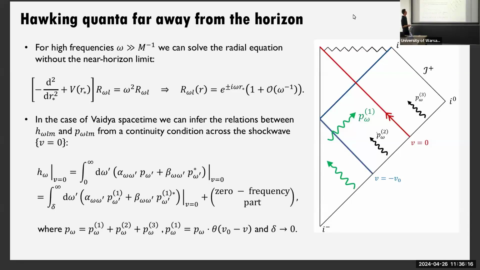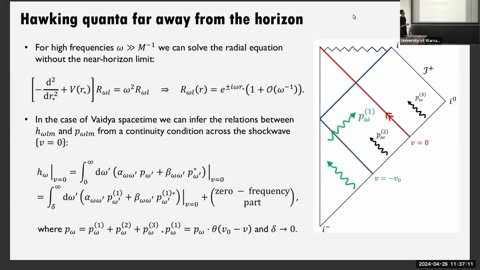And then you can just, by solving the Klein-Gordon equation in the WKB approximation, so for high frequencies, the potential here is negligible, and we have a simple form of solutions. So we can propagate modes here in the flat spacetime region to the future. Then they will have some form. We can pull back those solutions on the shockwave, and those which propagate from scri minus will have some quite simple form along the shockwave.